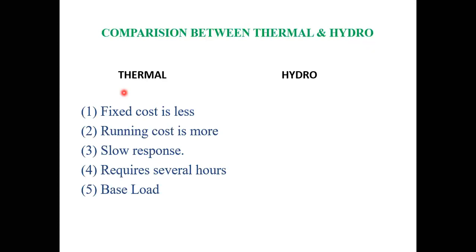For example, when you are considering thermal, fixed cost is less. Similarly, running cost is more. Running cost is nothing but operational cost. Okay, and fixed cost is nothing but whatever cost we are going to use to set up the thermal power plant. And running cost is mainly the fuel cost. So already I told you that your fuel cost is more and more when we use the thermal power plant.